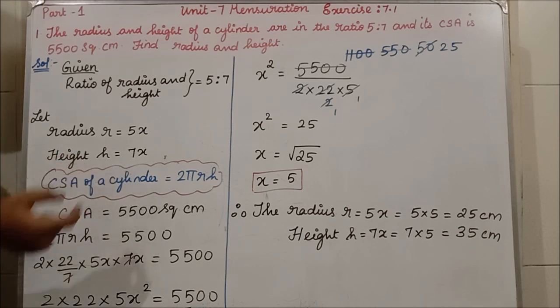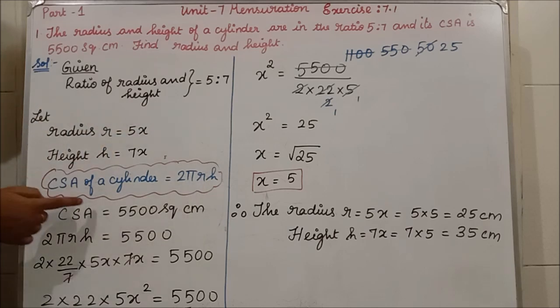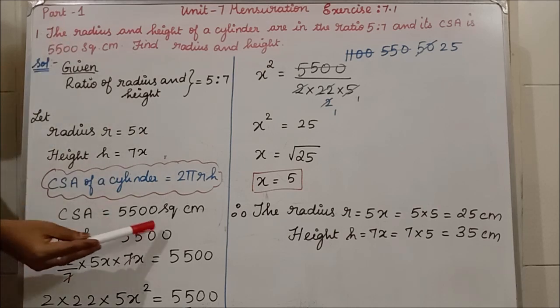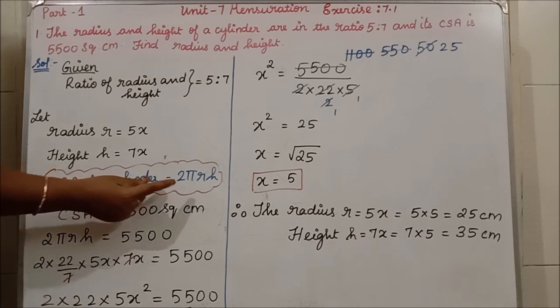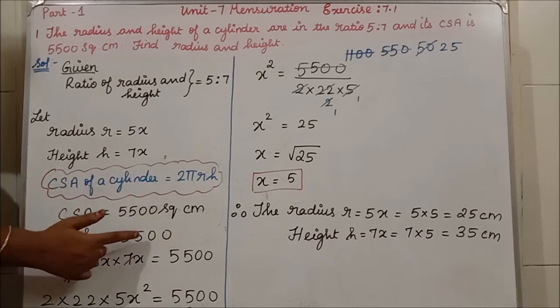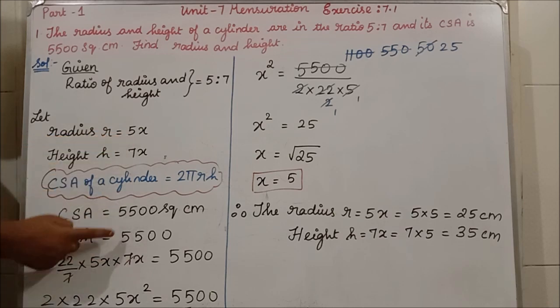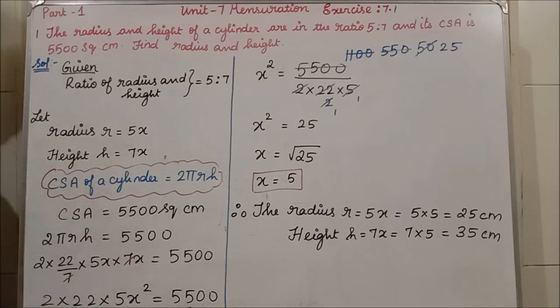Now, CSA of the cylinder, what formula did I teach you? 2 pi r h. So CSA is equal to, what is the curved surface area they have given? 5500, they have given in the question itself. See, in the place of CSA, what formula do I have? 2 pi r h is equal to 5500. Pi value you all know is 22 by 7. Radius we have 5x. Height we have 7x. Is equal to 5500.